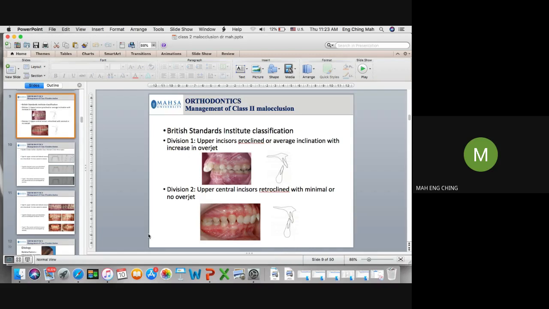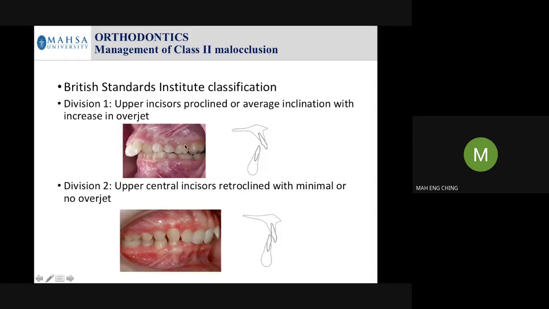Okay. So you look at this picture. Can someone tell me the classification of this? The top picture. Can you see the picture? This is class 2 division 1. I know it's class 2 division 1, but I don't want the incisor. Tell me the molar relationship.